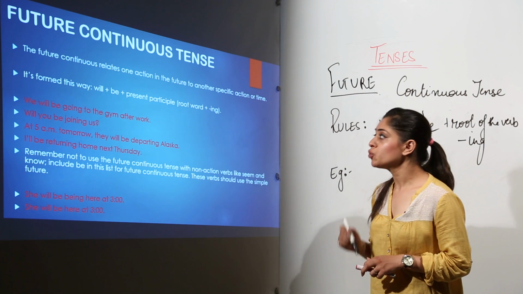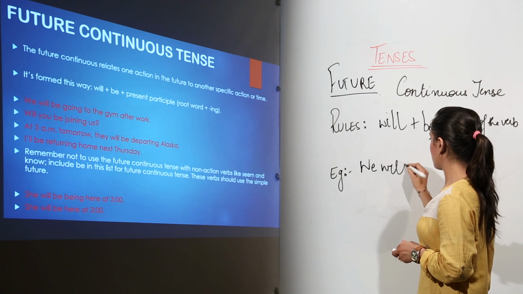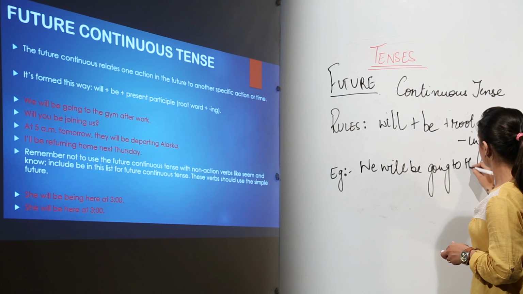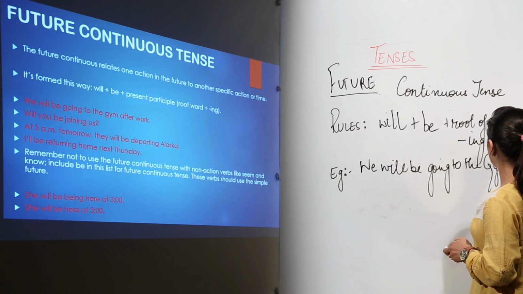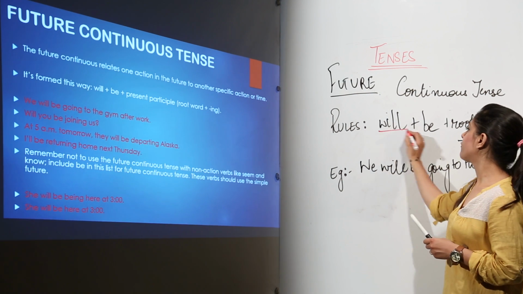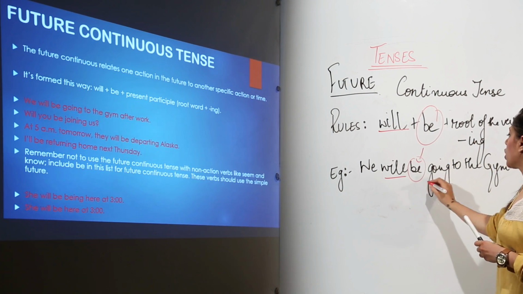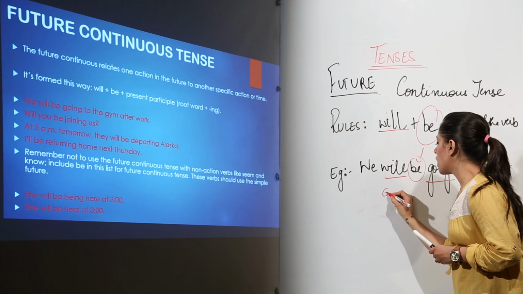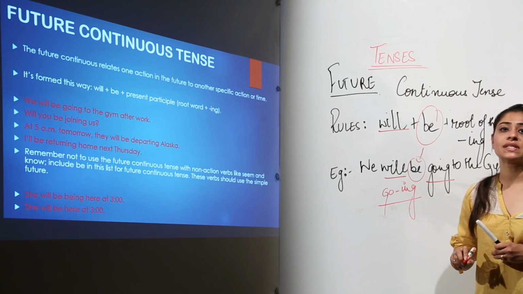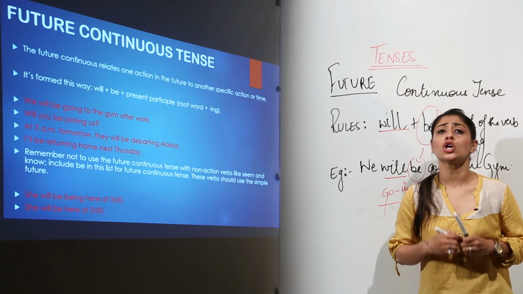We will be going to the gym after work. Now we will be going to the gym. Here, as per the implications, we have will in the sentence, we have be, and going, the root word is go implied with ing, making it a continuous sentence. So we will be going to the gym after work implies to be a future continuous tense.